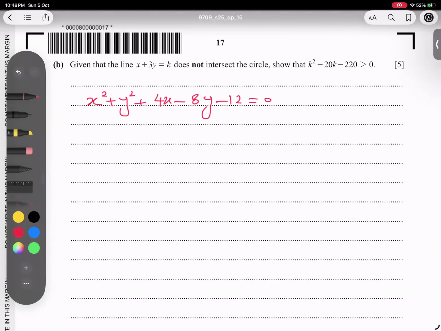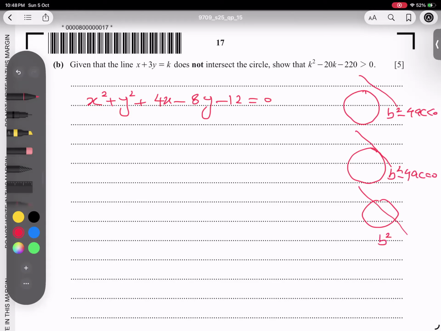So now, student, what is given here? This is the equation of a circle. The circle is not intersecting. We have three criteria: non-intersecting, touching, and cutting. And we have three conditions. Here b squared minus 4ac is less than 0. Here b squared minus 4ac is equal to 0. Here b squared minus 4ac is more than 0.